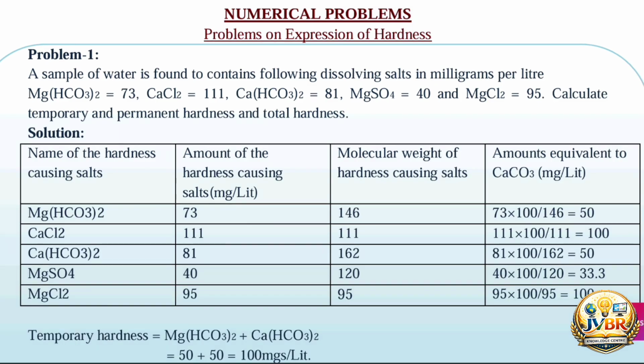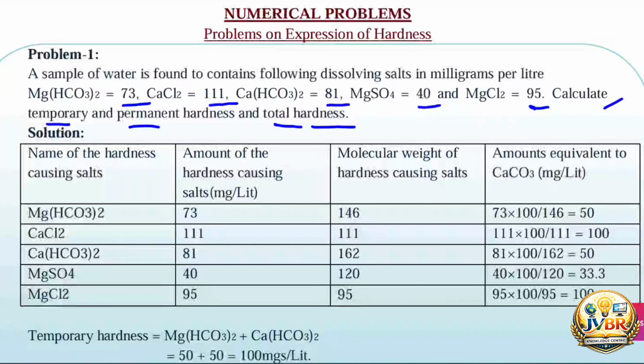A sample of water is found to contain the following dissolved salts in milligrams per liter: magnesium bicarbonate 73, calcium chloride 111, calcium bicarbonate 81, magnesium sulfate 40, magnesium chloride 95 milligrams per liter. Now calculate temporary, permanent and total hardness of water. Let us see the solution.